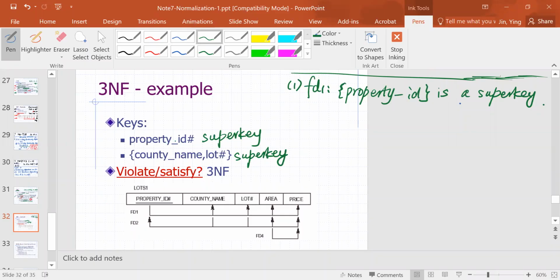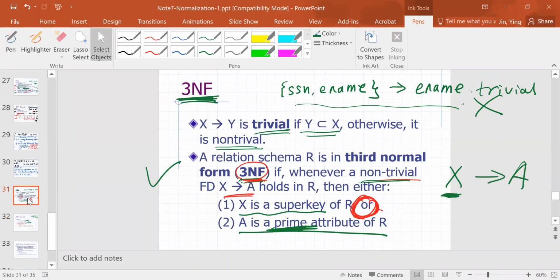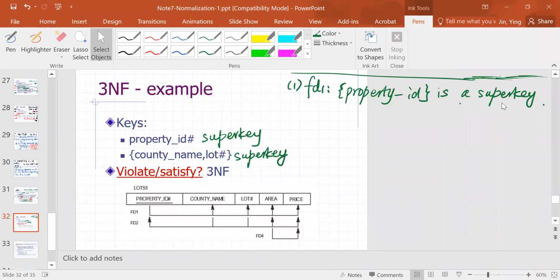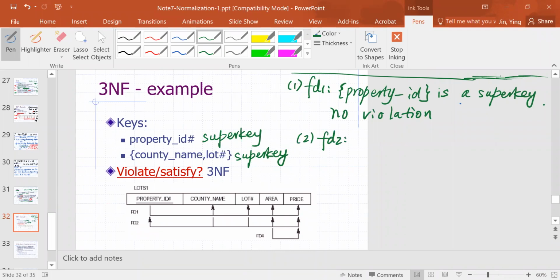Remember, I just showed you any key is a super key. This is already given as a key, so that's why this is a super key. And since this is true, we do not need to check the second condition at all. So this is good enough. This tells you FD1 satisfies the normal form. Okay, so let's move on to FD2. That's the left-hand side.